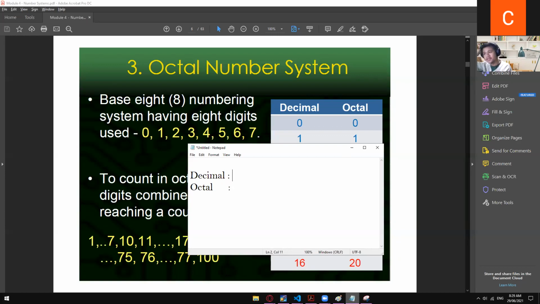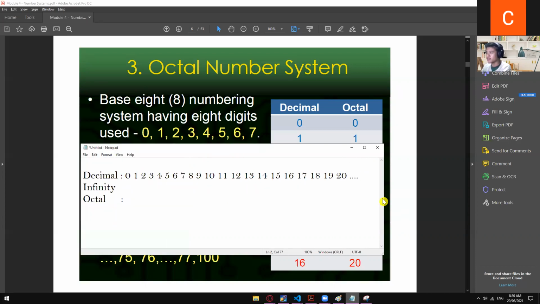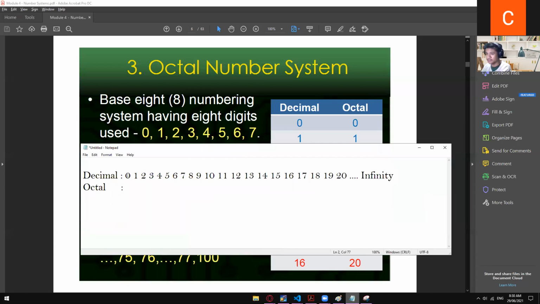All right. So in decimal, we don't have a problem, so we can keep on counting, starting with 0. So 0, 1, 2, 3, 4, 5, 6, 7, 8, 9, 10, 11, 12, 13, 14, 15, 16, 17, 18, 19, 20, and so on and so forth up to infinity. Okay, that's the default arrangement, or how we count things in decimal.